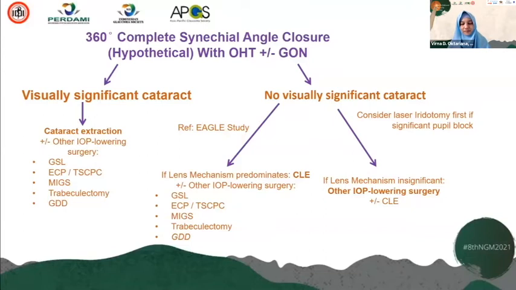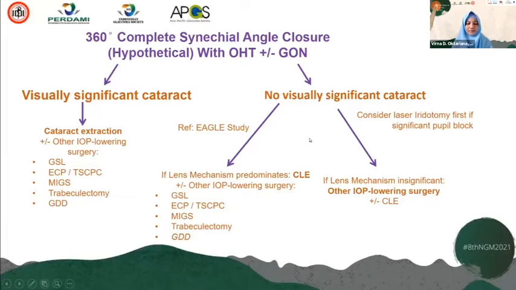So in this situation, you may have to consider other IOP lowering surgery in order to control the pressure after the cataract extraction. And these other options may include goniosynechiolysis, various forms of cyclophotocoagulation. It may include minimally invasive glaucoma surgery, trabeculectomy, or glaucoma drainage device implantation. Later on in this talk, I'll share with you my own personal preferences with regard to these other surgical procedures.